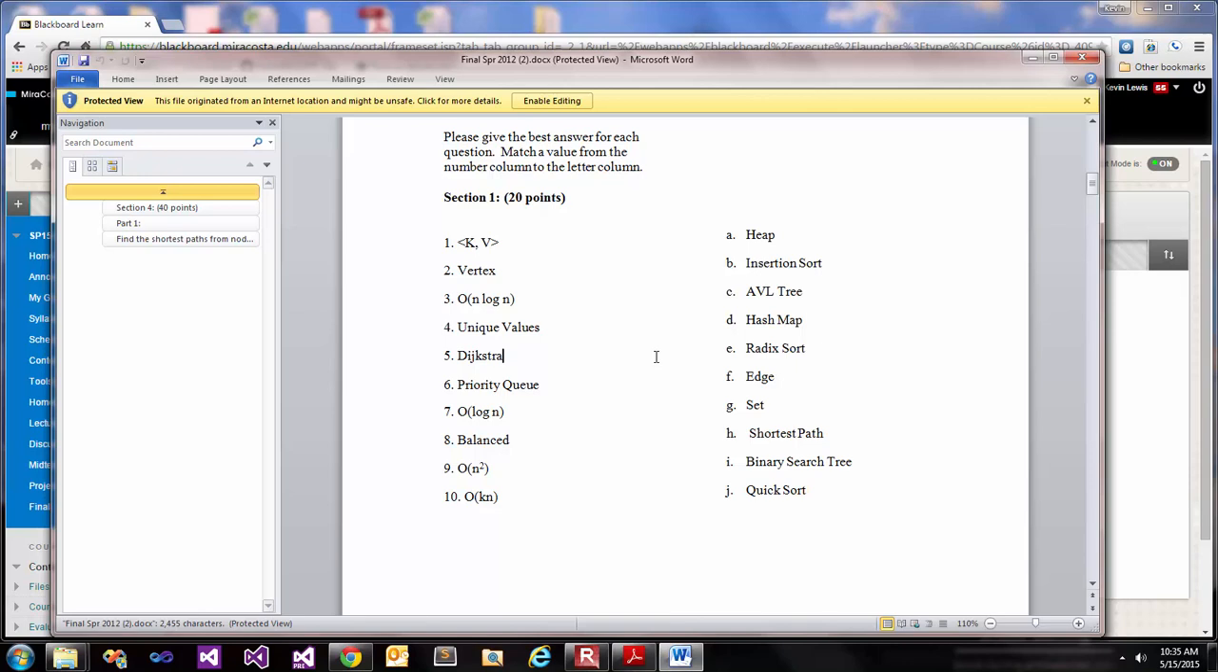Balanced means something that is even, and the AVL tree basically maintains its balance. So I would say AVL tree is number 8. N squared algorithm is basically one of our easier sorts, and insertion sort fits that algorithm complexity. And then finally, we covered radix sort, and that's an O(k n) algorithm, which matches number 10 there.